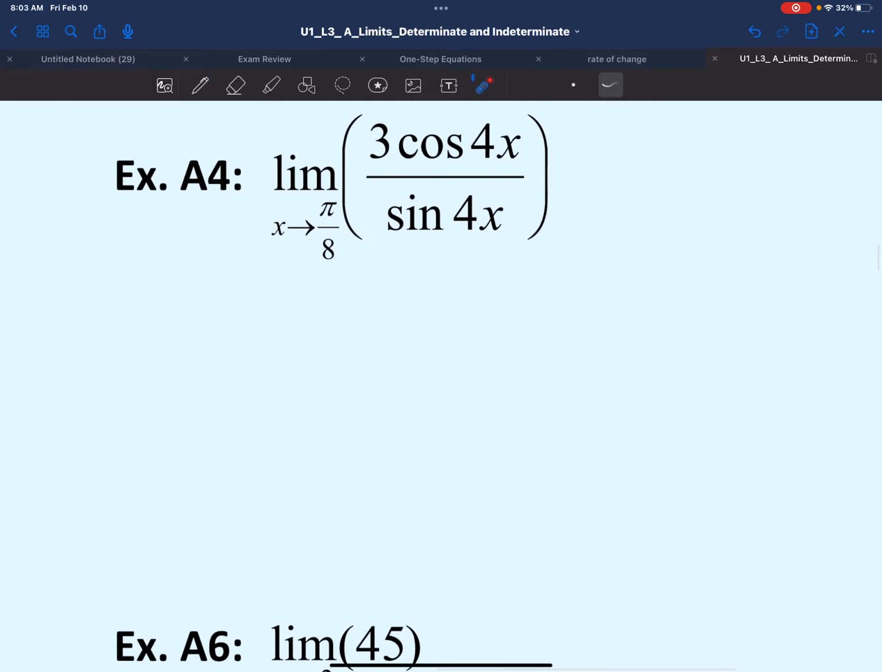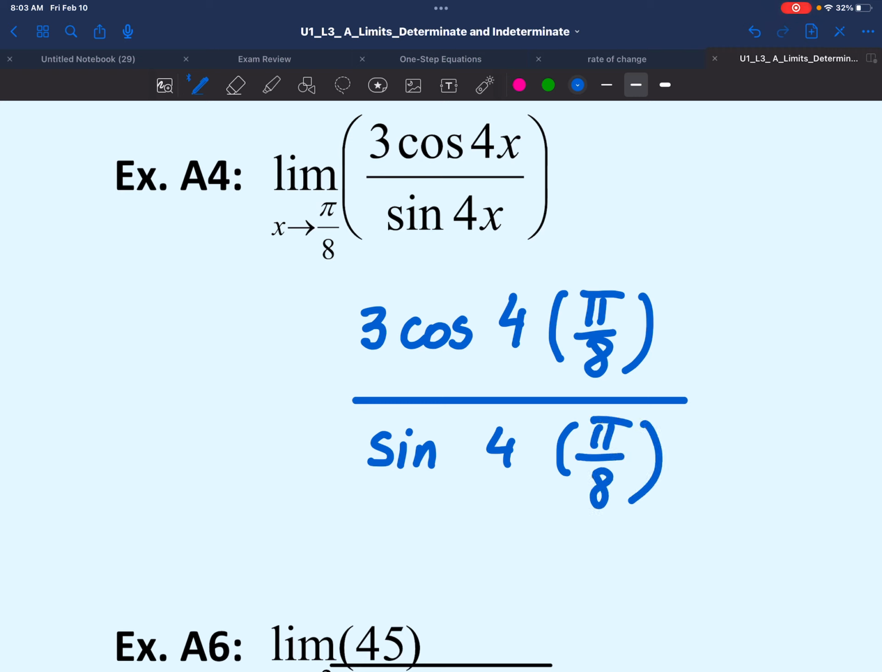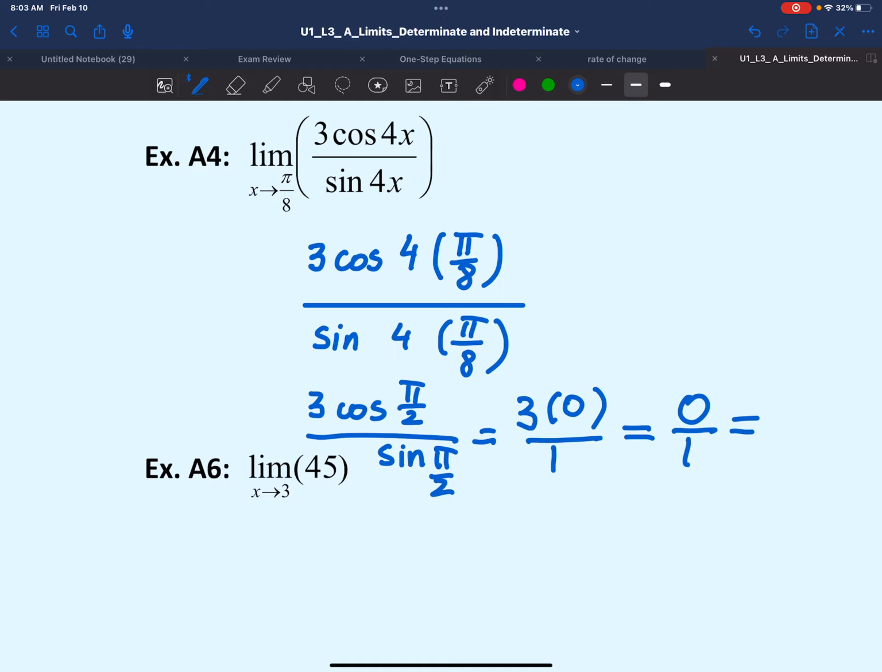Next we have the limit as x approaches pi over 8 of 3 cosine 4x over sine of 4x. So 4 times pi over 8. In this case, we have 3 cosine pi over 2 over sine of pi over 2. Cosine pi over 2 is equal to 0, and sine pi over 2 is 1, which means that we have 0 over 1, or 0.